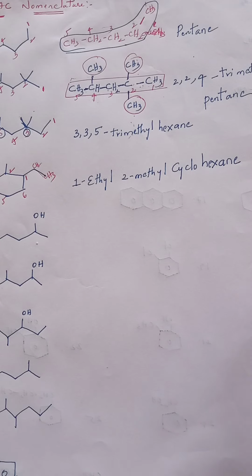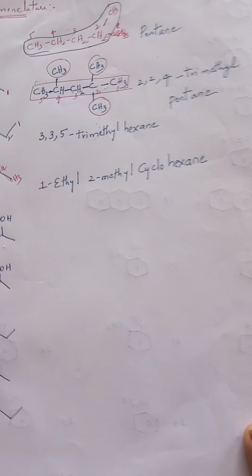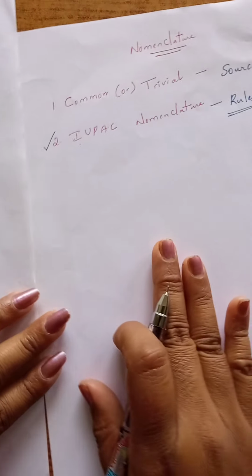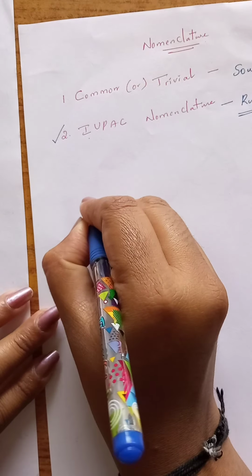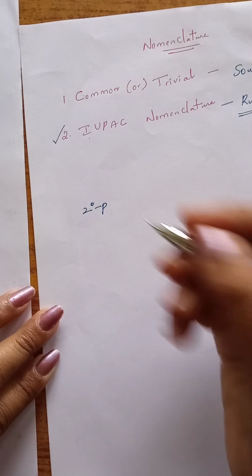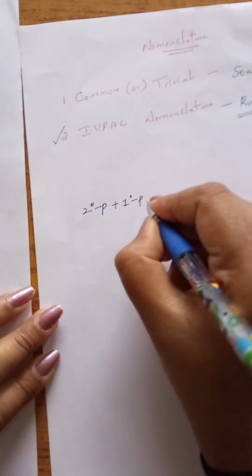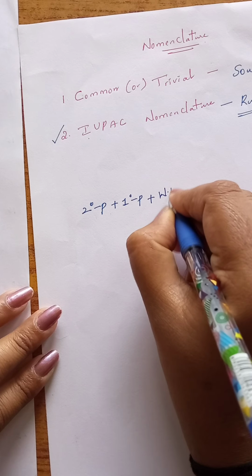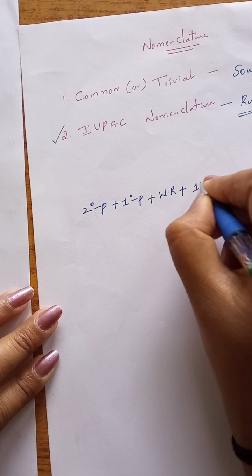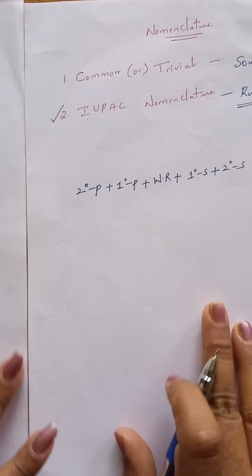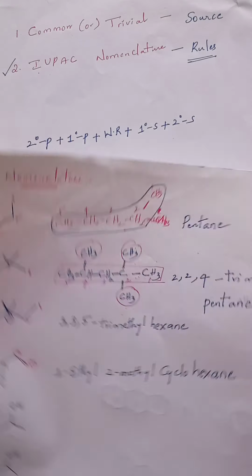Okay. I'll give you an order of how to write names. See here. First we want to represent the secondary prefix if it is there. Then primary prefix. Okay. Then word root. Then primary suffix. Then secondary suffix. In this way only we have to give names for organic compounds. The same way I have used here.